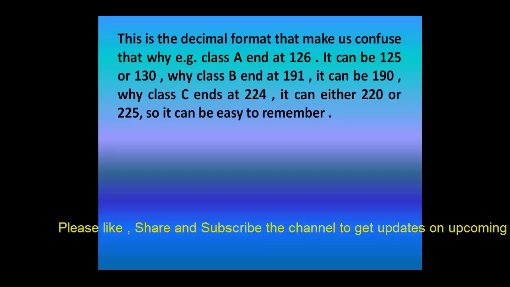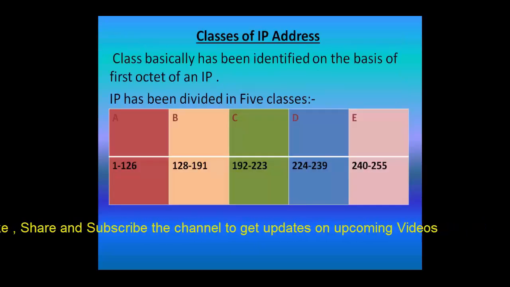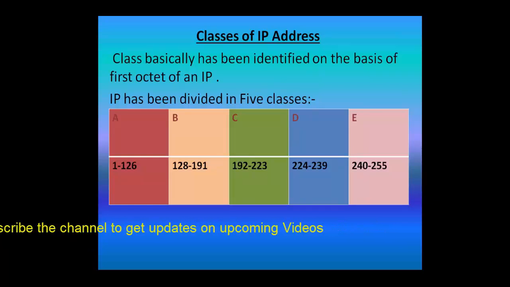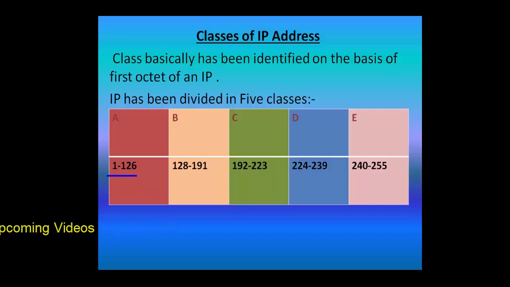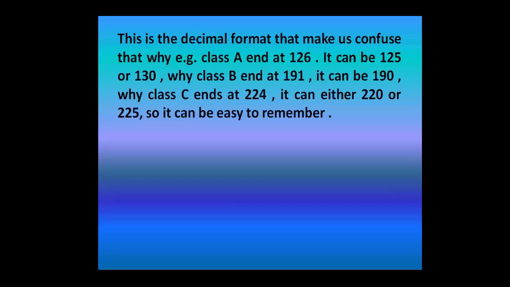What we have seen is a decimal format, so it may make us confused. Why does it end with 126? It could be 125 or 130. It is easy to remember: it could be 230 or 225. It could be 190. Why does it stop at 192? Why up to 224 to 239? It is a little difficult to remember, but the actual reason behind this is something different.